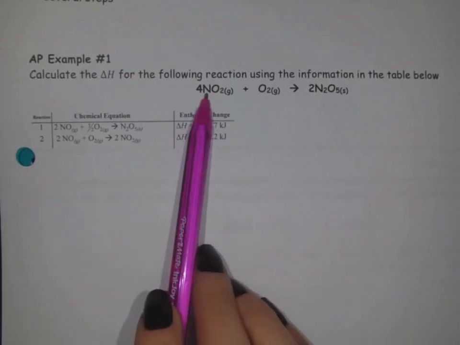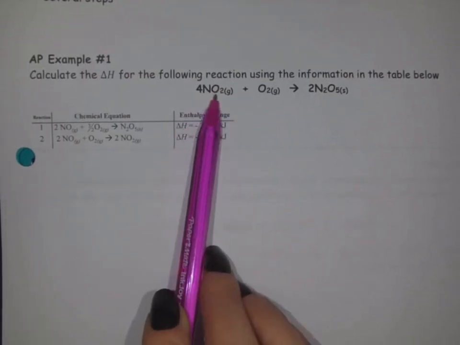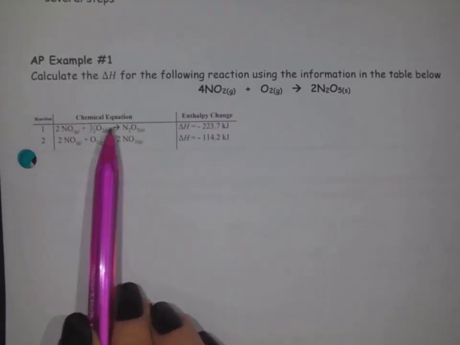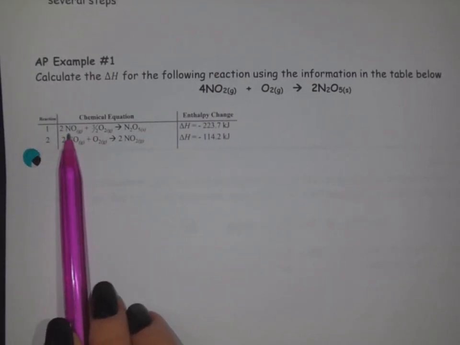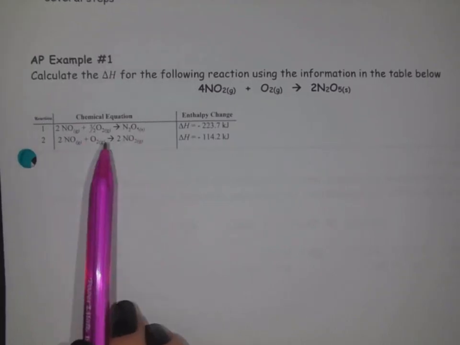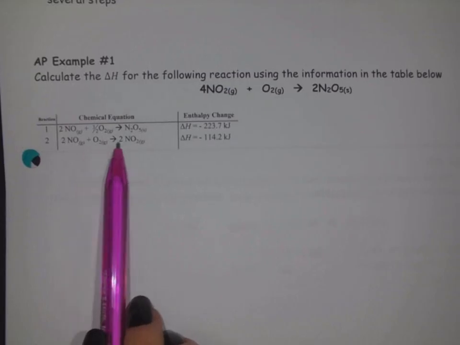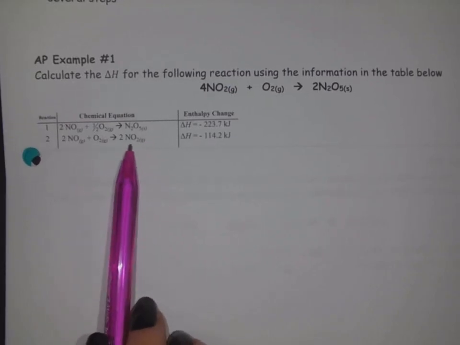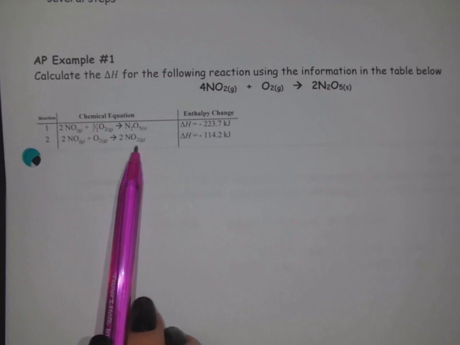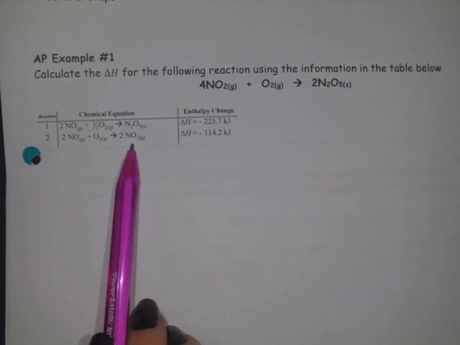First thing I'm going to notice is that nitrogen dioxide is on the reactant side. So now I'm going to come down here and start looking for nitrogen dioxide. Reaction 1 doesn't have any nitrogen dioxide in it, so I'm going to look at reaction 2. And when I look at reaction 2, I notice that nitrogen dioxide is a product.